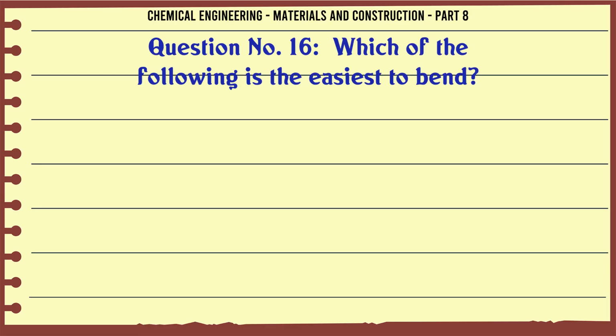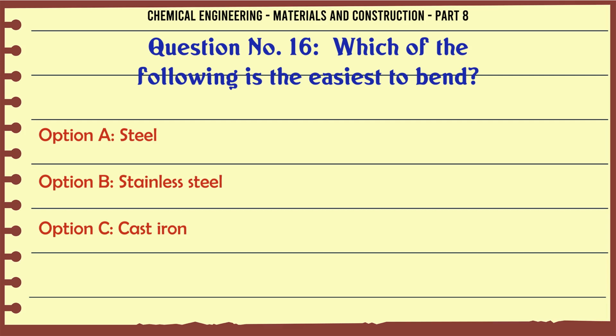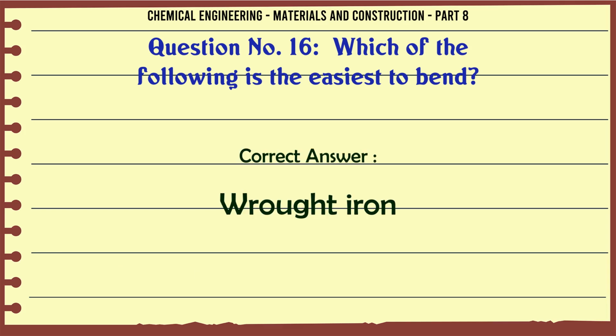Which of the following is the easiest to bend? A. Steel. B. Stainless steel. C. Cast iron. D. Wrought iron. The correct answer is wrought iron.